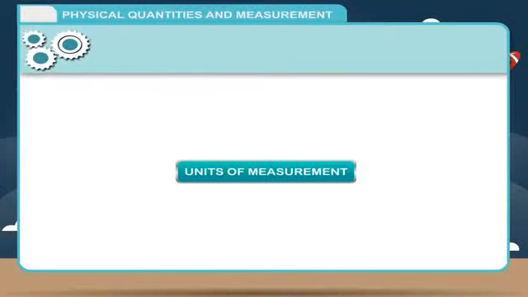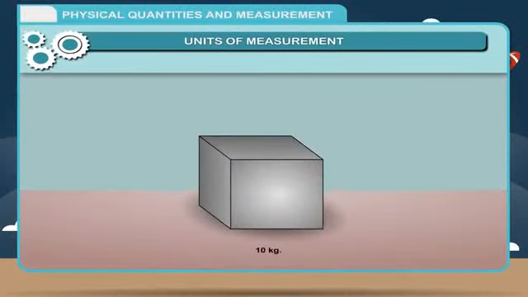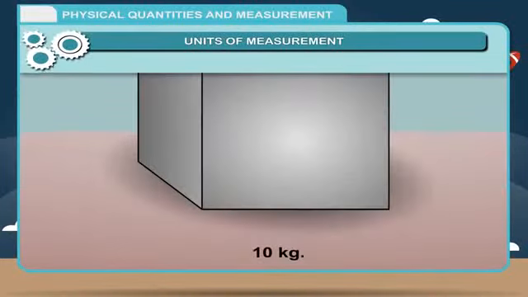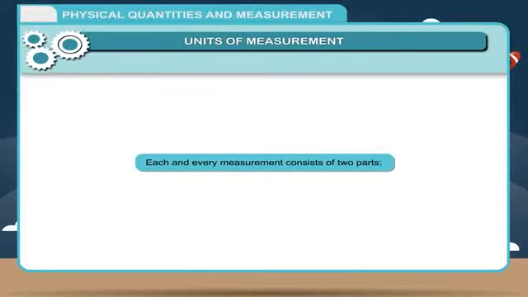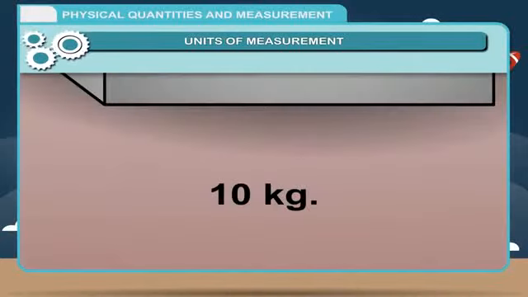Units of measurement. Measurement requires the comparison of an unknown quantity with some known fixed quantity of the same kind. This known fixed quantity is called the unit. Each and every measurement consists of two parts. 1. A number called numerical value. 2. A symbol or alphabet that denotes the unit associated with it.